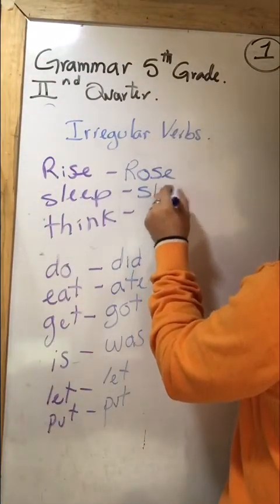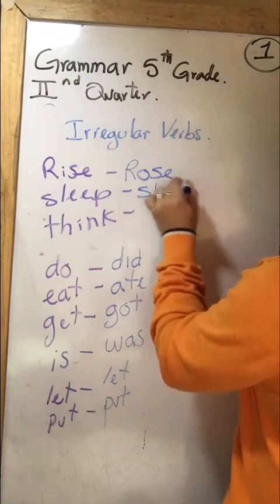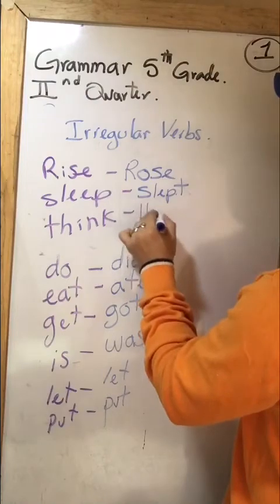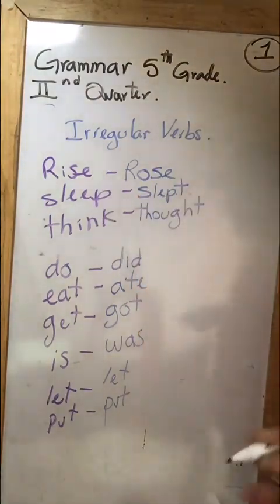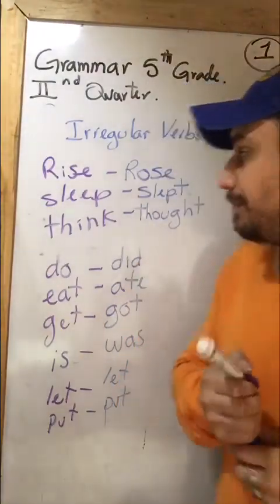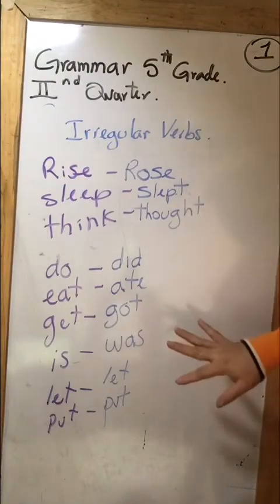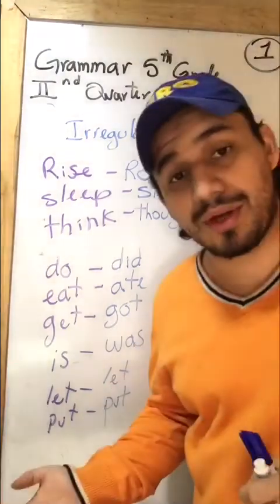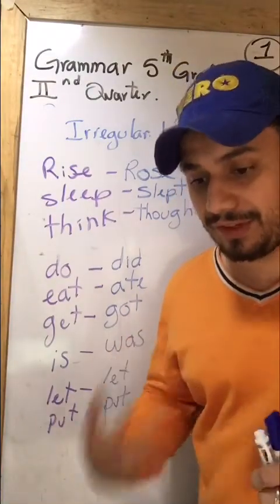Sleep is slept. Think is thought. Okay, think is the action of having something in your mind. Now as you can see, all of these are irregulars, and this is what we'll be doing with this topic. We will be writing irregular verbs.